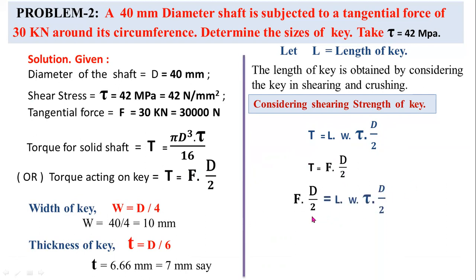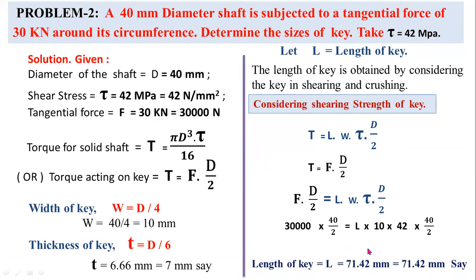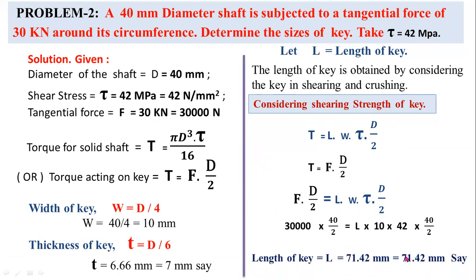Here F is equal to shear force equal to 30,000 newtons. D equal to 40 divided by 2. L is the length; you have to determine that value. And here W is the width of the key. W equal to 10 mm. And shear stress tau equal to 42 megapascal. And D equal to 40 mm. From this equation, the length of the key L equal to 71.42 mm.